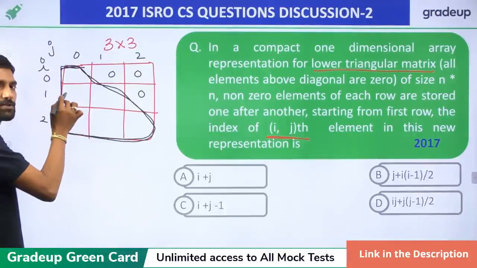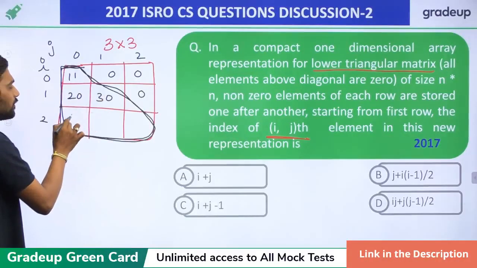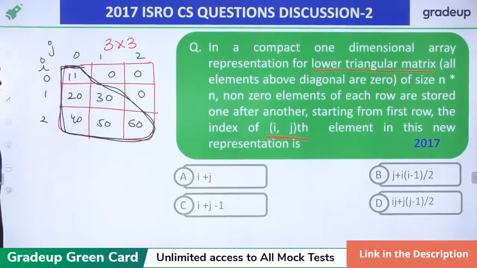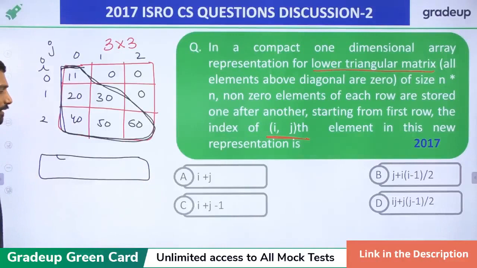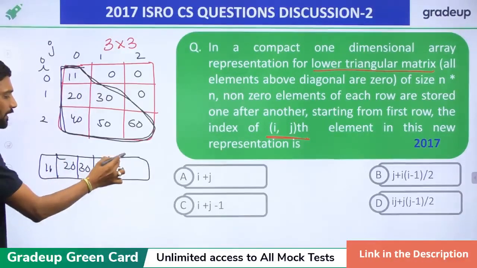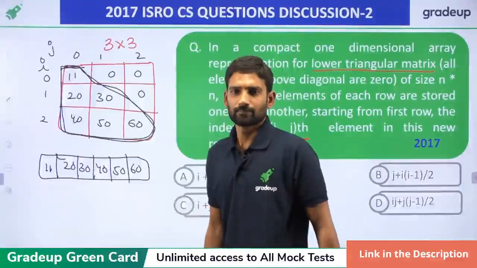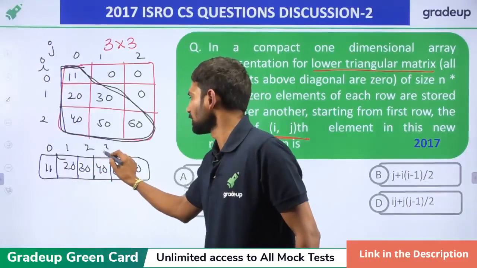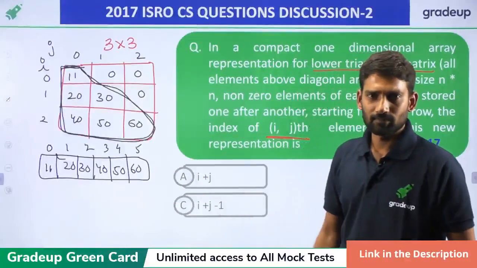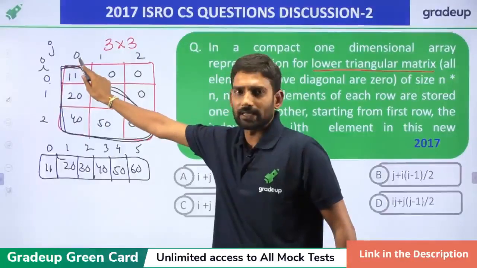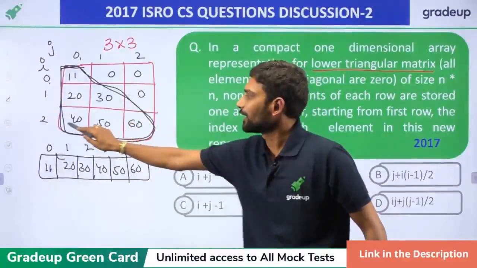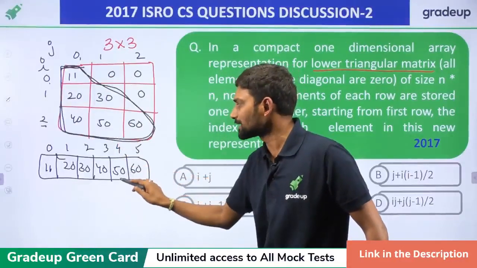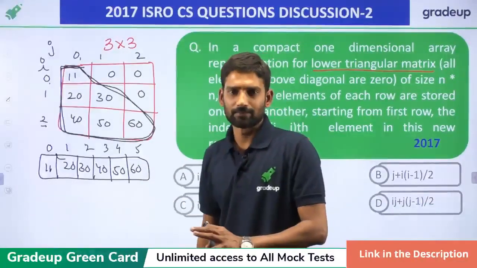Now, let us assume some values for this. Let's say this is 11, 20, 30, 40, 50, 60. Now you should store only the lower triangular matrix values in the 1D array. How has this to be stored? 11, 20, 30, 40, 50, 60. This is how you have to store them. Now what would be these indices? 0, 1, 2, 3, 4, 5. The question is that if I want the index in the array of A of 2, 1, which is 50, how do you get that? That is the question. Did you understand the question?